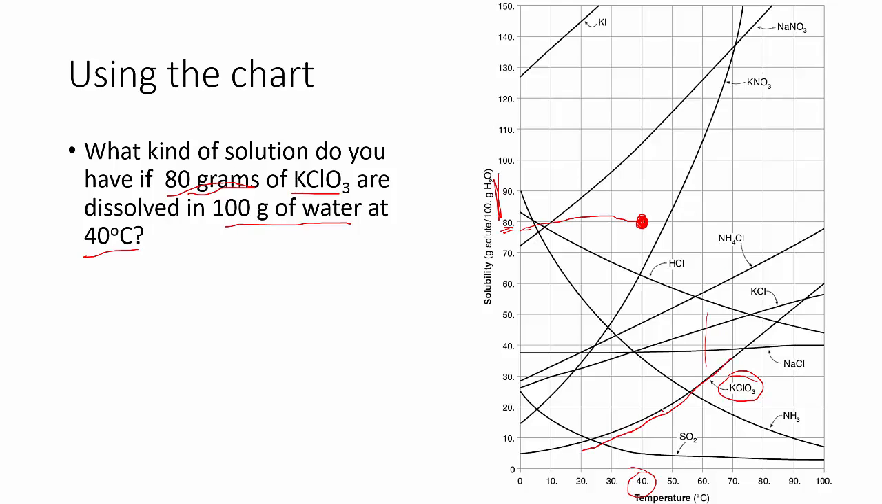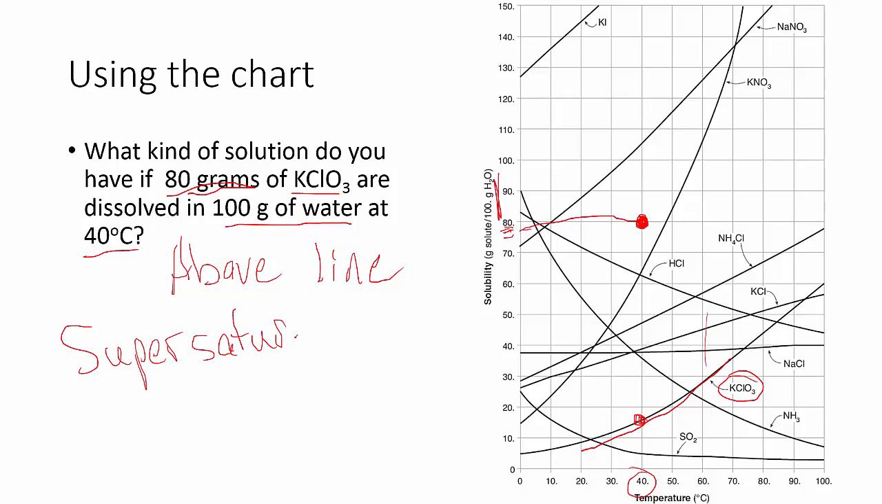So it's asking what kind of solution do we got? Well, I got my point way above the line. So it's above the line. So what's that tell me? Is it unsaturated, saturated, or supersaturated? Well, above the line means we have more than we're supposed to be able to. We should only have like 16 grams. We got 80. So that is definitely a supersaturated kind of solution.